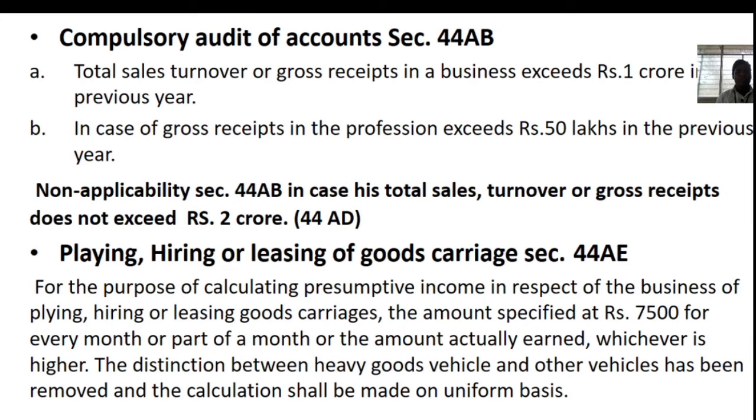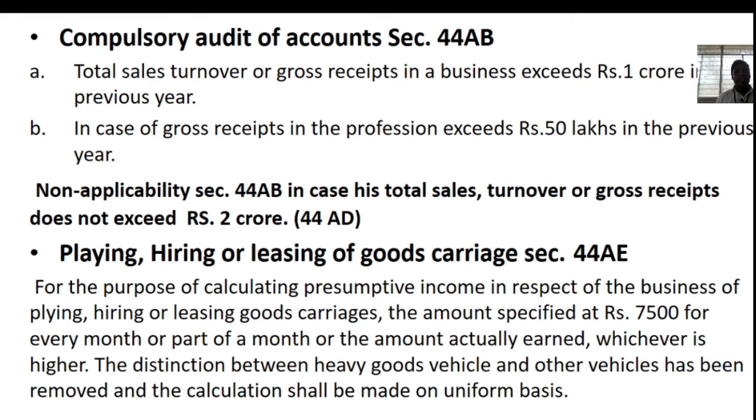Compulsory audit of accounts, section 44AB. If total sales turnover or gross receipts in a business exceed rupees 1 crore in the previous year, or gross receipts in the profession exceed rupees 50 lakhs in the previous year, such firms or businesses need compulsory audit of accounts as per section 44AB. Section 44AB is not applicable if total sales turnover or gross receipts do not exceed rupees 2 crore as per section 44AD.